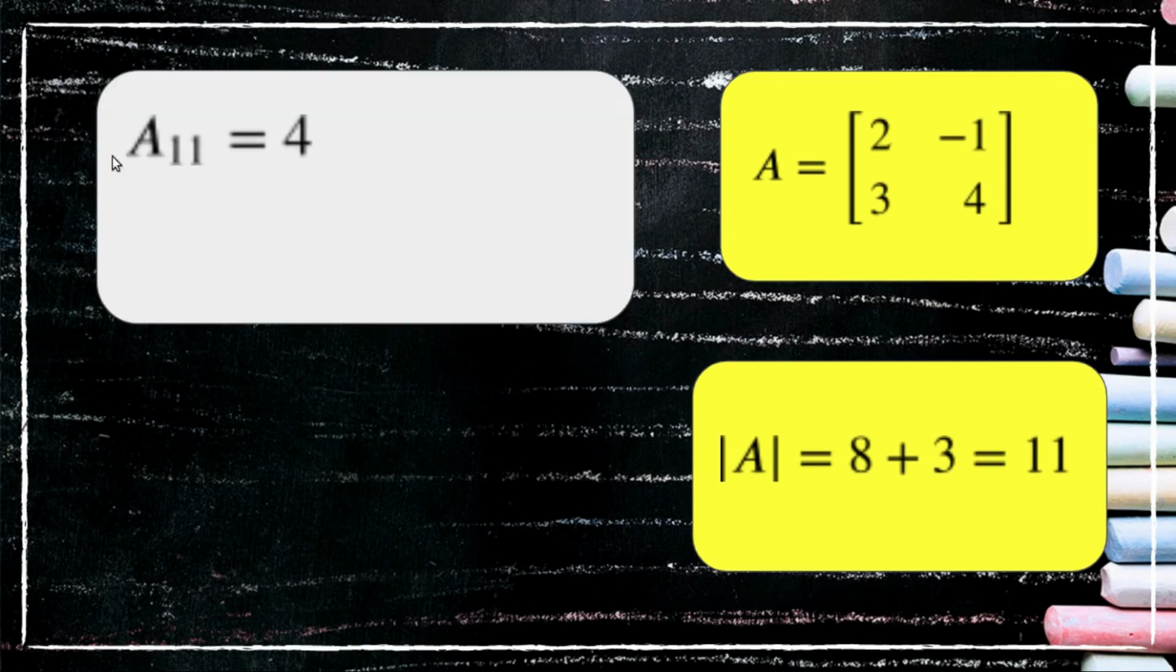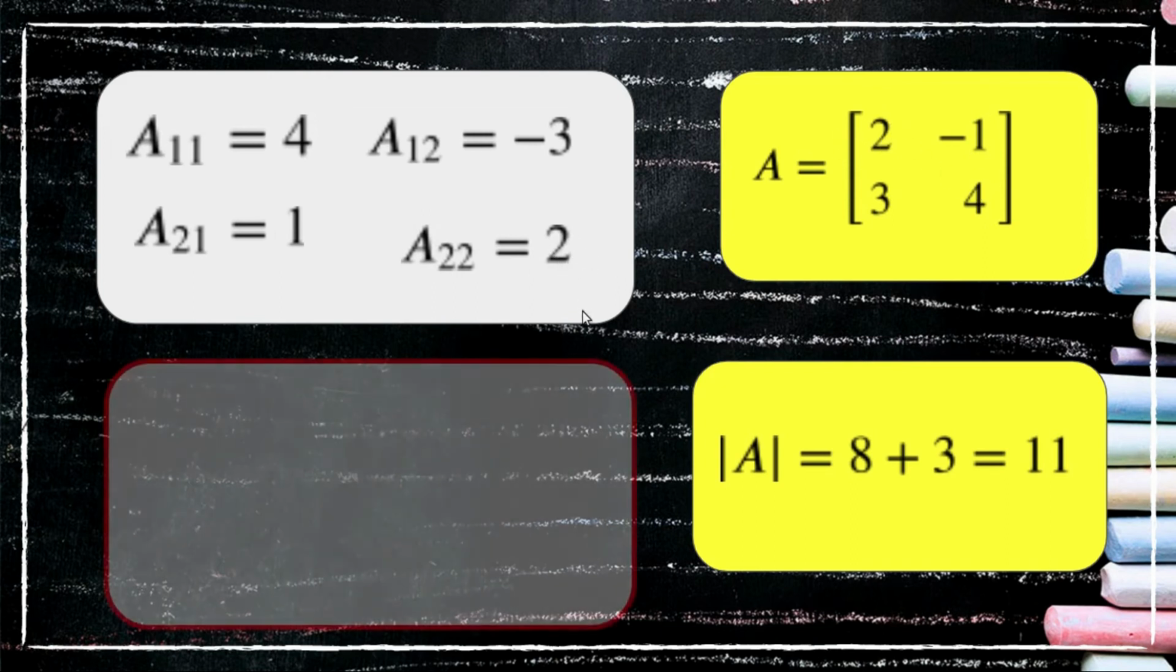For that we have to find cofactors. A11, eliminate first row, first column. A11 equal to 4. A12 is minus 1 raised to 1 plus 2, that is minus 1 raised to 3, which is minus. So we have a negative sign. Eliminate first row, second column, value is 3, so we get minus 3. A21, minus 1 raised to 3 is minus 1, so minus. Eliminate second row, first column, minus 1. Minus of minus 1 is 1. A22, eliminate second row, second column, value is 2. So A22 equal to 2.